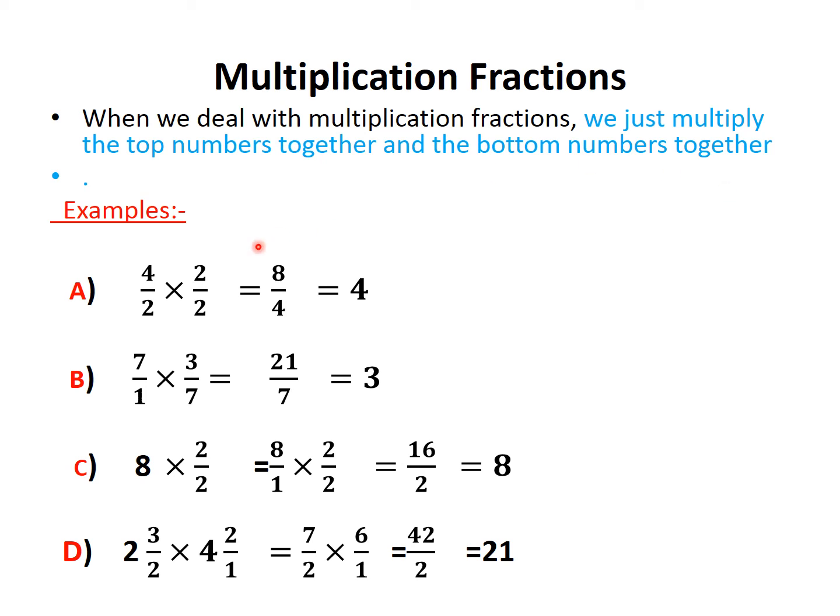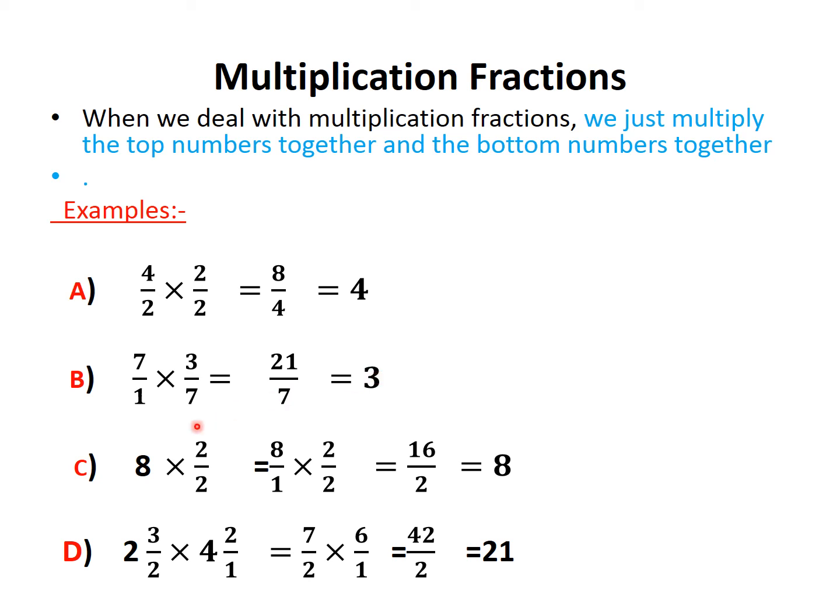For example, here, 4 over 2 multiply 2 over 2. Yes, we multiply 4 by 2, it will be 8, and 2 by 2, it will be 4. 8 divided by 4, it will be 4. Here, 7 over 1 multiply 3 over 7. 7 multiply 3, it will be 21. And 1 multiply 7, it will be 7. 21 divided by 7, it will be 3.